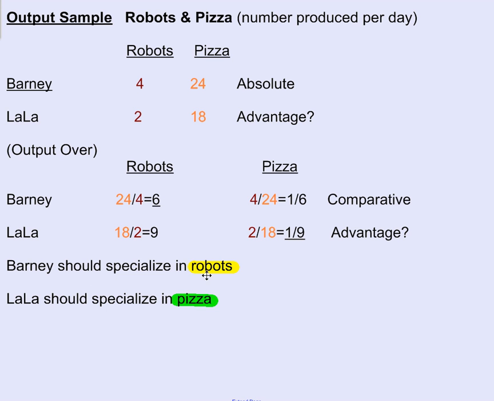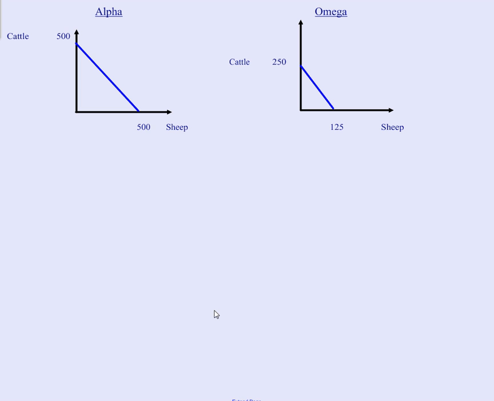Barney should specialize according to that comparative advantage and make the robots. When it comes to pizzas, 1/9 is smaller or less than 1/6. So that means that Lala has the comparative advantage there and should specialize according to that comparative advantage. So Lala should specialize in pizzas. Now, another common way these problems might be given to you is with our old friends, the production possibility curves.